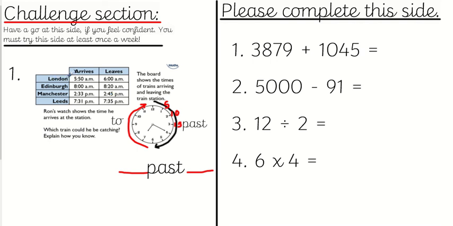Let's have a look at London. London arrives at 5:50 a.m. and leaves at 6 a.m. Would Ron be able to catch this train if he's there at 7:20? No. Okay, so we can leave London. Then I want you to have a look at the next 3 sets of trains. Which one do you think he could be catching and explain how you know.